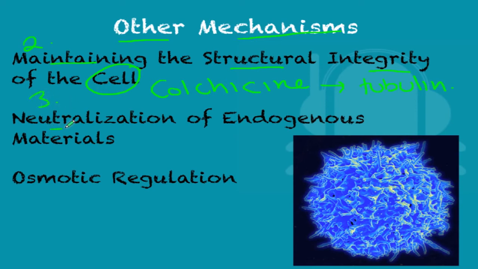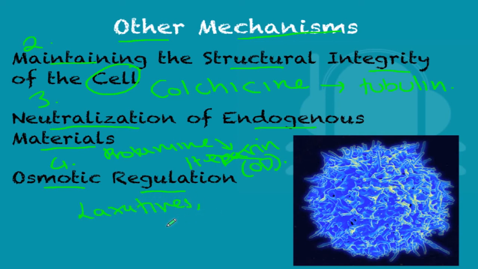Also, the neutralization of endogenous materials. For example, protamine with heparin. It's used to cure an overdose of heparin. So it basically eliminates or neutralizes the heparin. And lastly, osmotic regulation. For example, laxatives or diuretics.